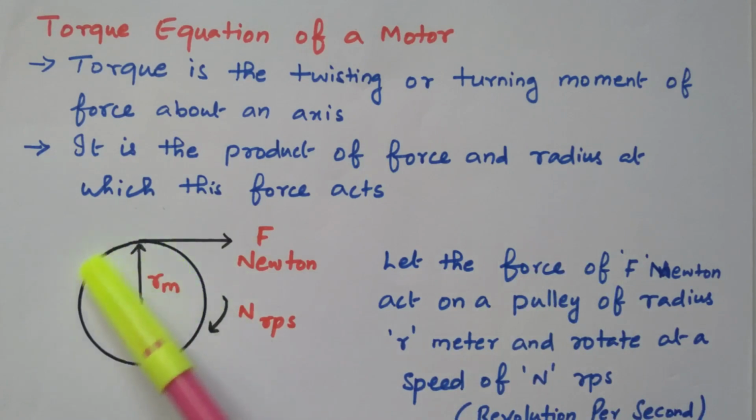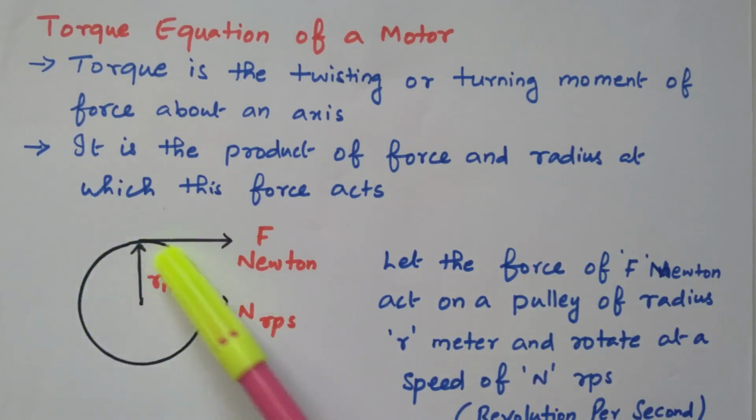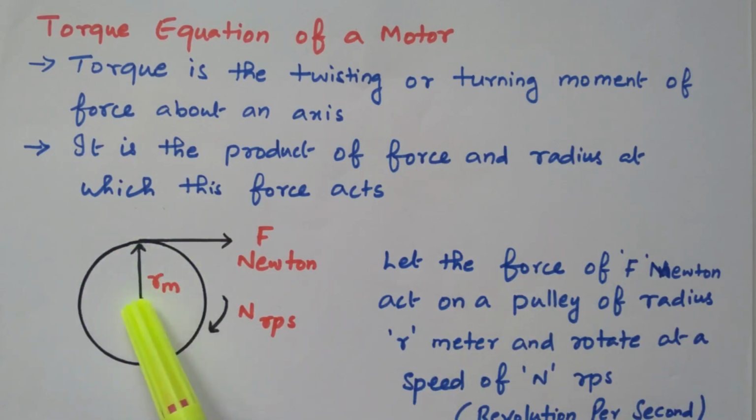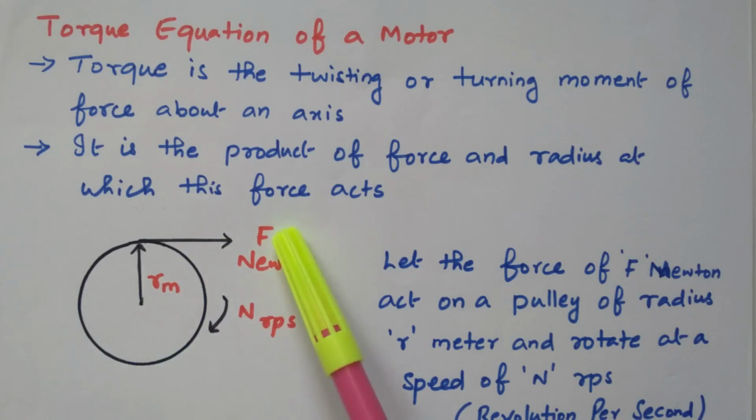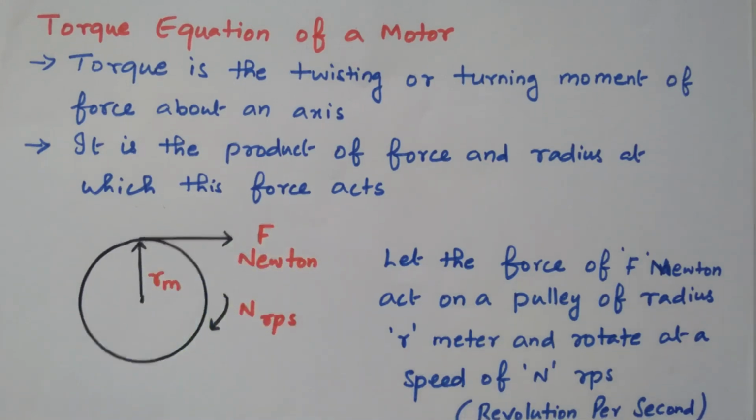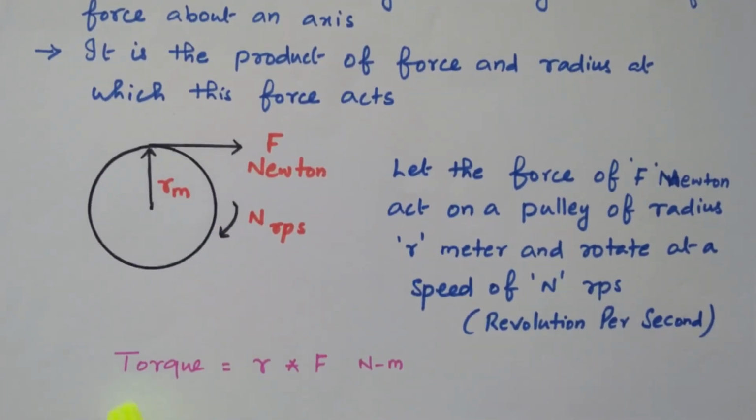Now consider this. This may be a brake drum of the DC motor. This is the radius R_m, with rotation N in revolutions per second. This is the force created, F. So this F into R_m is nothing but the torque. The force created and the radius, these two will give the torque equation. So torque equals R into F Newton meter. The unit is Newton meter.